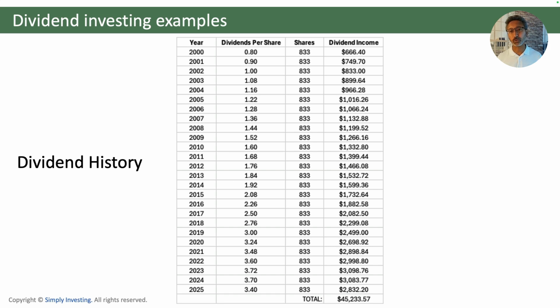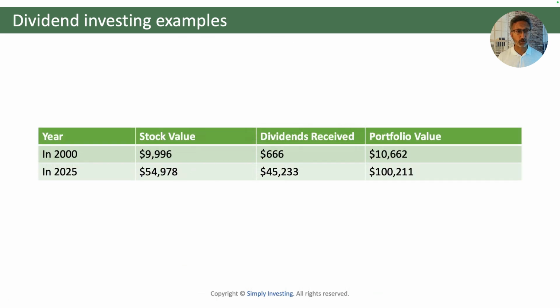And you still own the 833 shares in the company. So you can see it here. We've kind of summarized all that into a smaller table. So back in 2000, you bought 833 shares. Again, we're using whole numbers. We're not putting in fractional shares here. So you can see the stock value was $9,906. So pretty much $10,000, right?